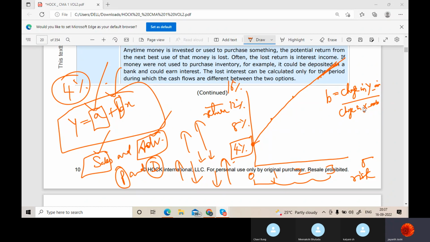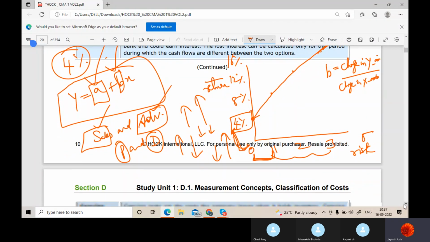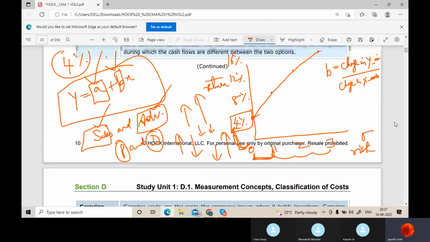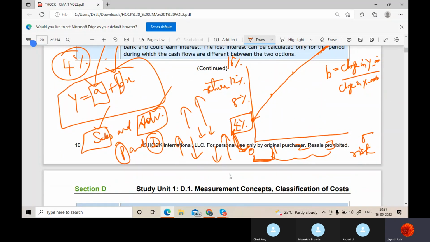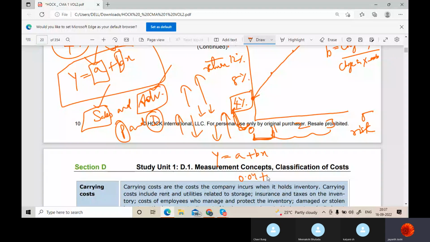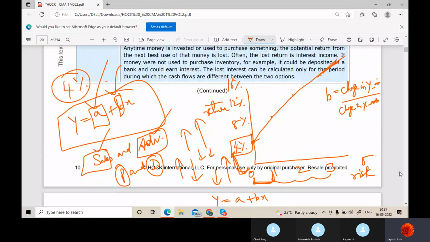So change in y-axis by change in x-axis. So what is happening? See, if the risk is increasing from 0 to 1, till this 0, it is 4. Okay, so you can see here, y is equal to a plus bx. So if I have the y-intercept, that is 4%, I put it here 0.04 plus. What is B? Now comes the point, what is B? Change in y-axis by change in x-axis. So 0 to 4, 4 minus 0.